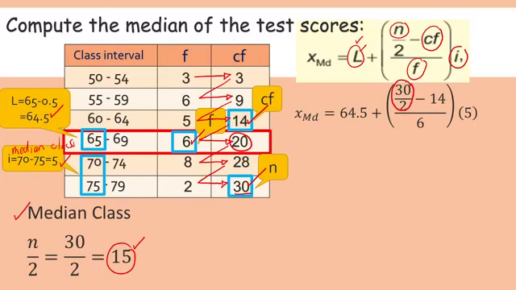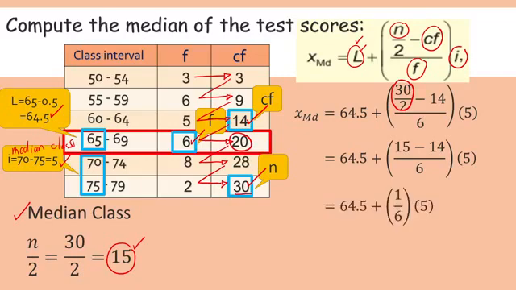Next, you divide 30 by 2. How much is that? 15. What is 15 minus 14? 1. So 1 over 6 times 5. 1 divided by 6 times 5. How much is that? Use your calculator. 1 divided by 6 times 5. Or you can also do 1 times 5 divided by 6. How much is the answer here? Use your calculator, please. 0.83.